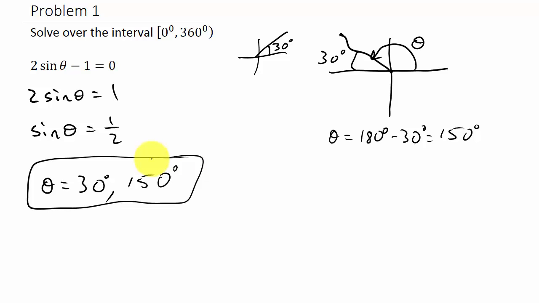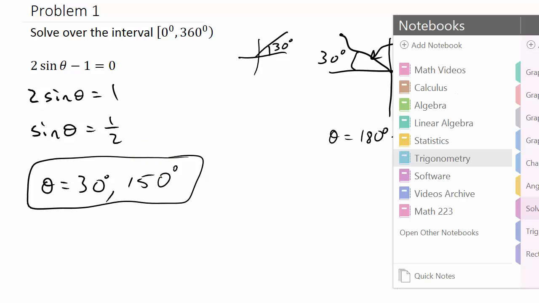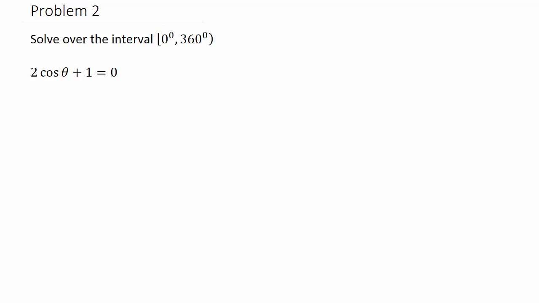Alright, let's take a look at another one. 2 cosine theta plus 1 equals 0. First let's solve for cosine theta. So I get 2 cosine theta equals -1. Divide by 2, so I get cosine theta equals -1/2.